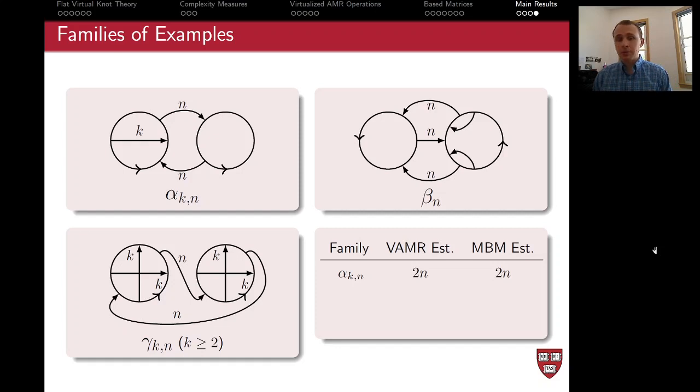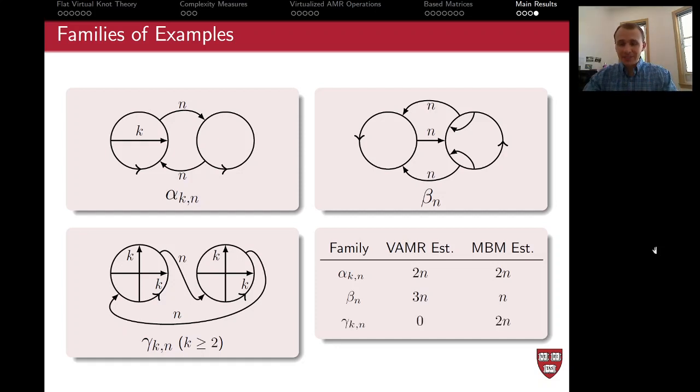What doesn't work so well is the virtual Goldman bracket. So if you virtualize the Goldman bracket, it turns out that's going to vanish here. At least when k is equal to 1. I think it's true, otherwise I just haven't checked. For the beta family, the virtual AMR operation gives you the minimal intersection number of 3n, but the multi-string based matrices are a little too coarse and they only give you an estimate of n.